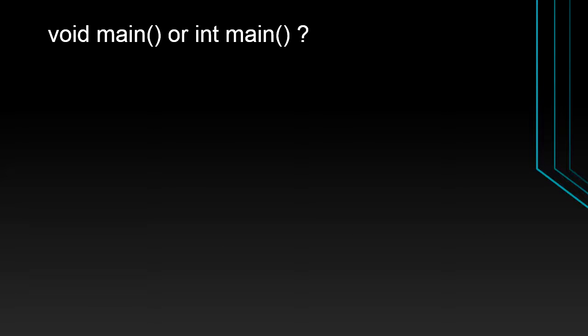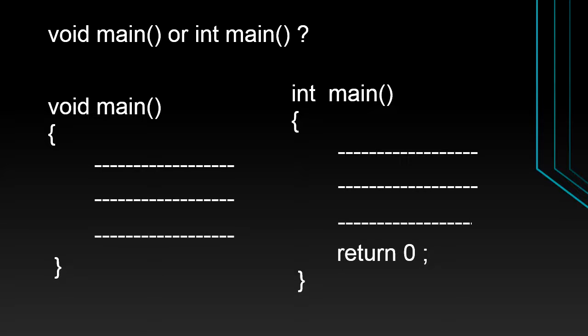Now, for the last part of the video, we will see what is void main and what is int main. If you write void main, there will be no return statement because void is for returning nothing. But if you write int main, you must return an integer value. So you will simply write return 0. This is a simple difference between void main and int main.